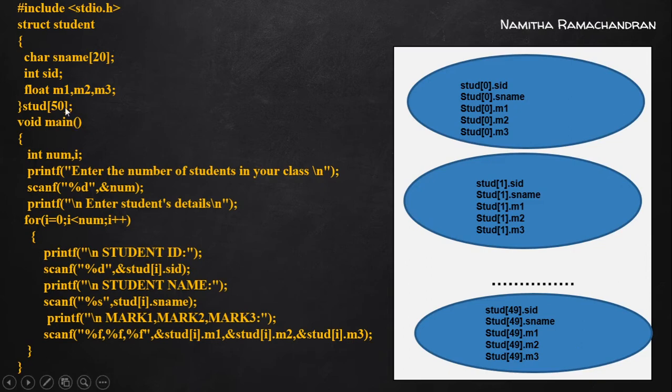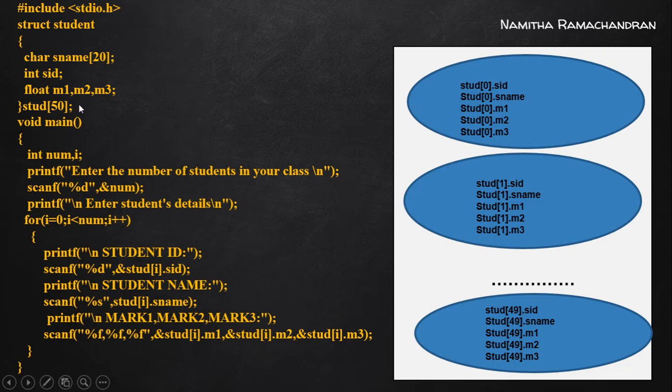So this is the case of declaring more than one structure variable. We can use this array syntax for declaring more than one structure variable of the same type. This is the syntax for declaring more than one structure variable of the same type.